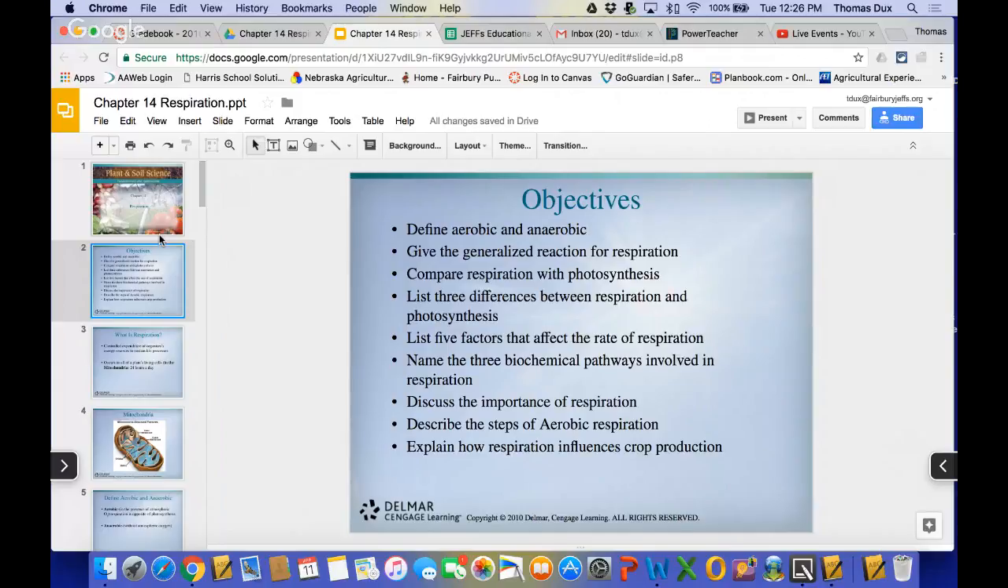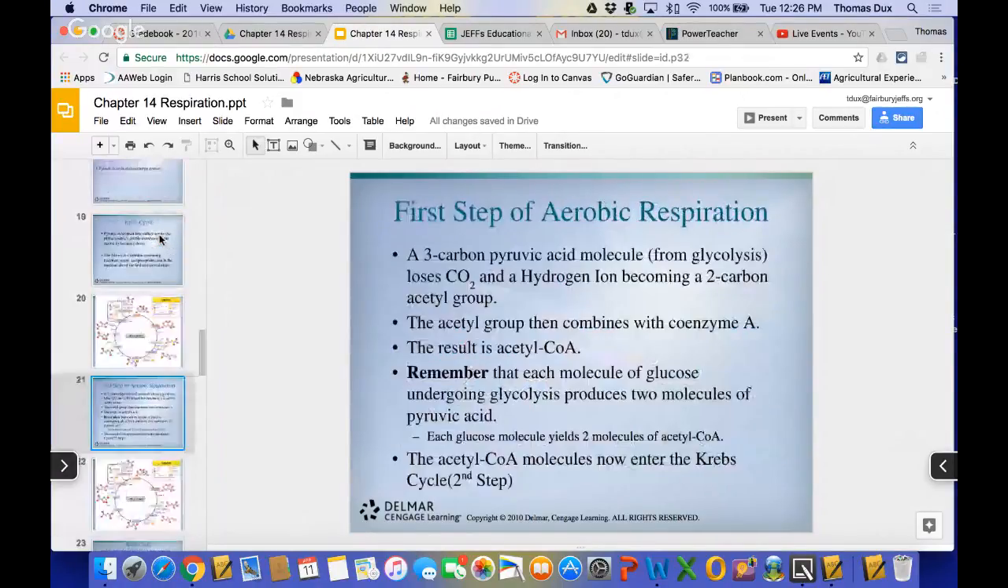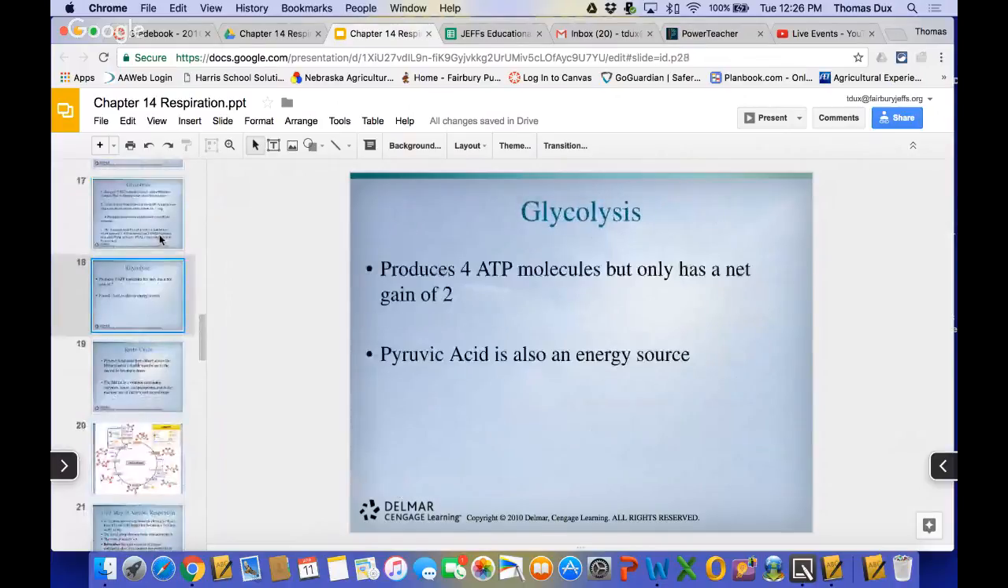So what we're going to talk about today is essentially the Krebs cycle, one of the three biochemical pathways involved in respiration. We have glycolysis, the Krebs cycle, and the electron transport chain. It's pretty much the opposite of photosynthesis, like we talked about. We're going to go through the steps of aerobic respiration, when oxygen is present. Let's go through glycolysis first. This is what we left off on yesterday.